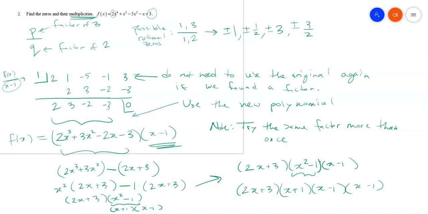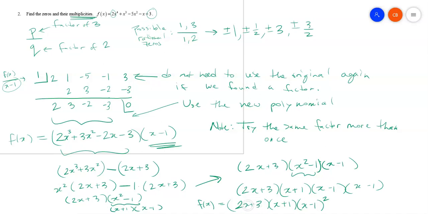and so we would want to write that one as x minus 1 squared instead. And so we can do this thing 2x plus 3, and then also x plus 1, and then we have this thing x minus 1 squared. And that will be the fully factored form of f of x. That's as much as we can factor it. And then we should use these factors to obtain the zeros.